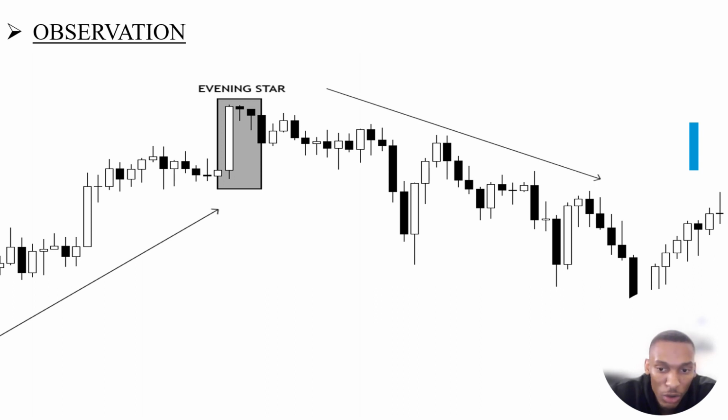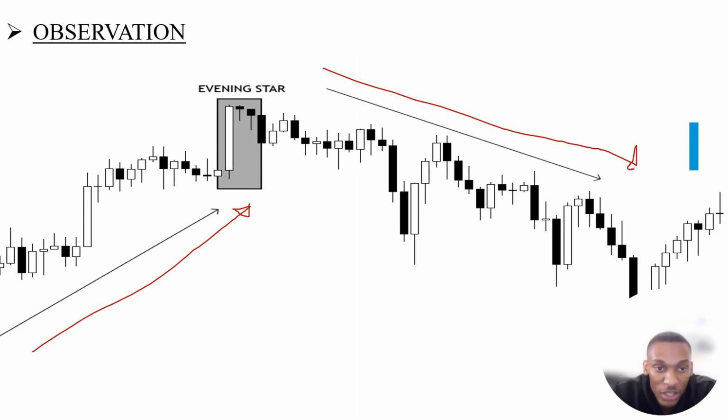And then let's see the observation. What happens after we get this candlestick? What does the market do? In this case, we got this candlestick at the top of the trend, and then after getting it, the market started to go downward. So this is what I mean when I say you want to use this pattern to look for selling opportunities. You want to look for it at the top of the trend rather than at the bottom, because at the bottom it's not as effective as it is at the top. At the bottom, you want to be looking for the bullish engulfing buy candlestick, or the morning star.